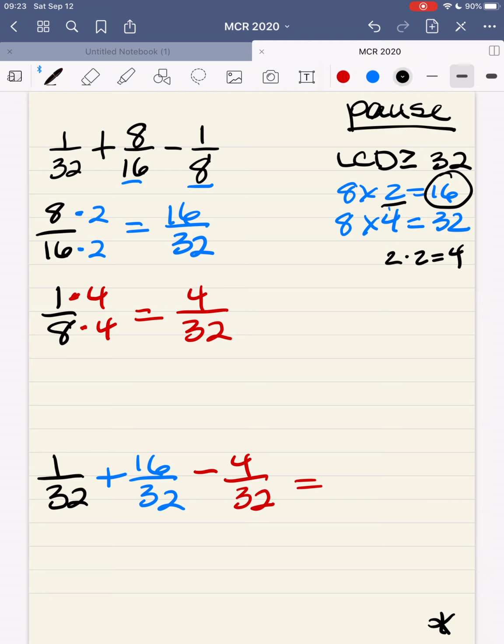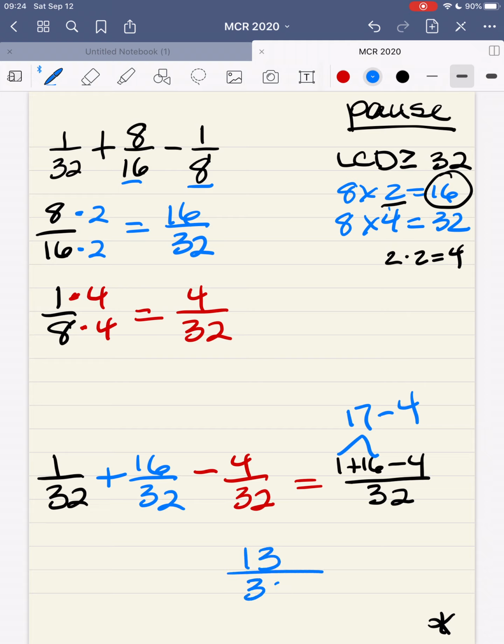So I am working with the denominator of 32. And I have 16 and 1 added together minus 4. 1 plus 16 is 17. 17 minus 4 is 13 over 32. And we are done here. This fraction does not simplify.